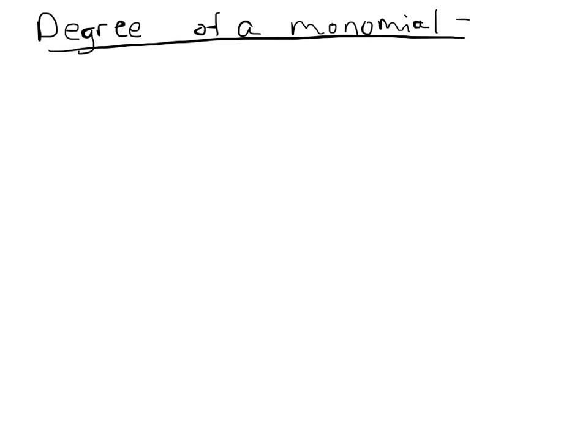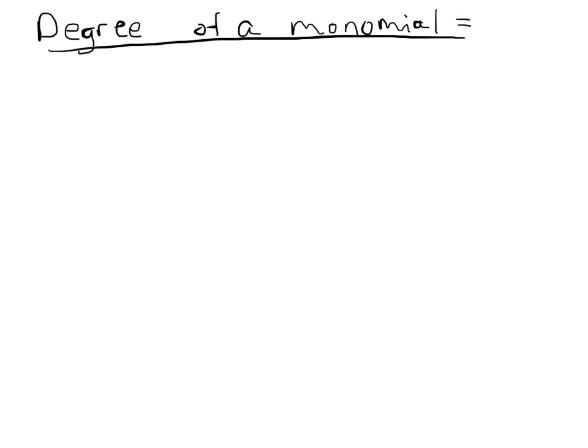Degree of a monomial. Okay. Actually, this one, I apologize. This should not be plural. It should just be degree. So degree of a monomial. Okay. All right, here's what this is, and each word is really important in here.